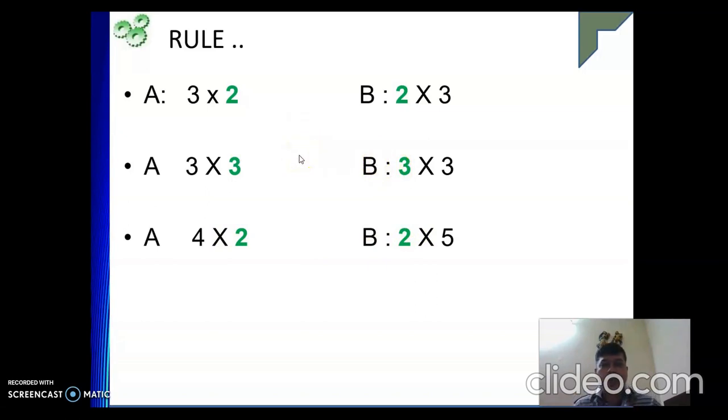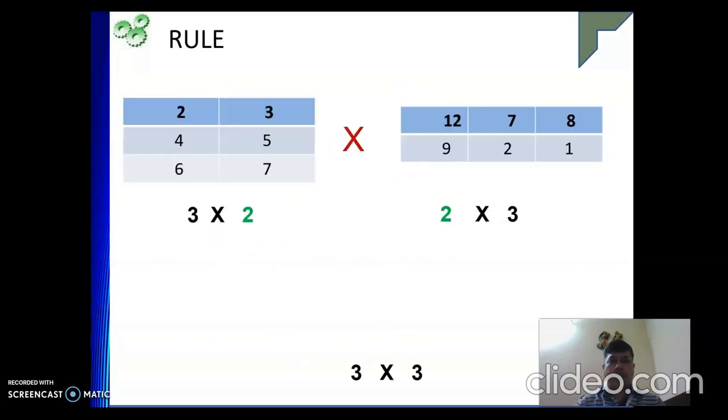So for matrix multiplication, I'm again saying that the number of columns of the first matrix must be equal to the number of rows of the second matrix. You can see here the number of columns of the first matrix is equal to the number of rows of the second matrix. When this is satisfied, then we can have matrix multiplication, right? So now we need to understand how exactly a matrix is multiplied.